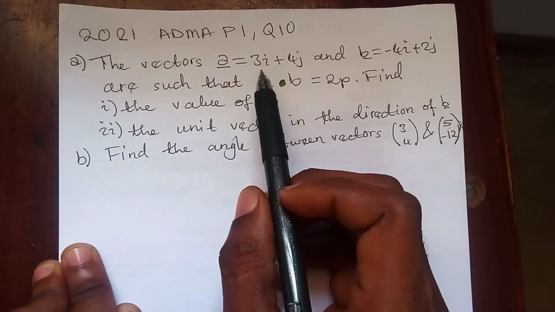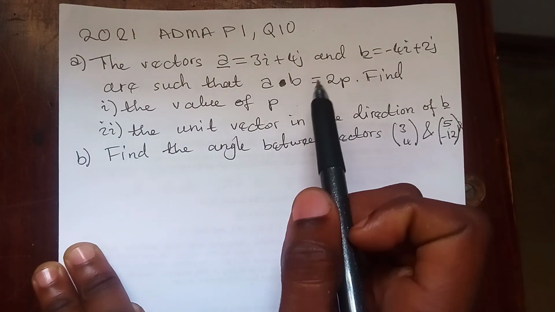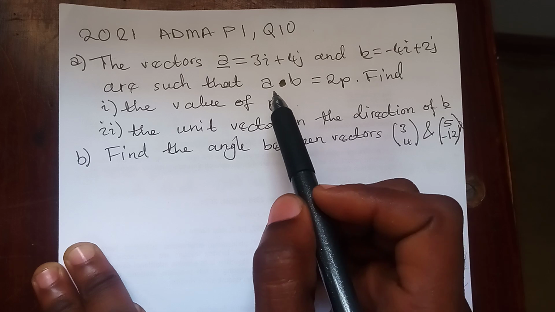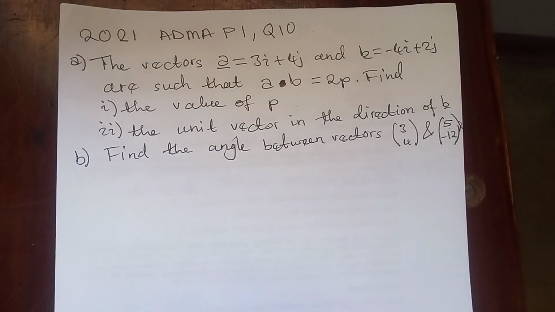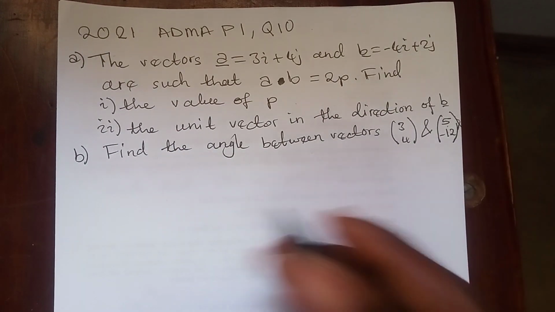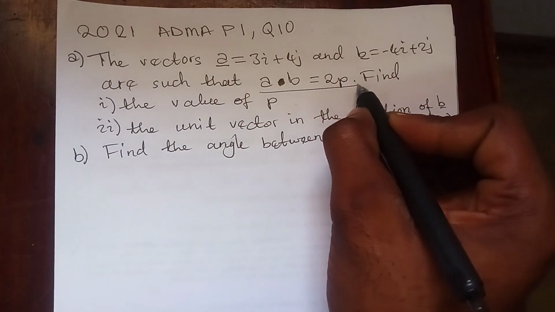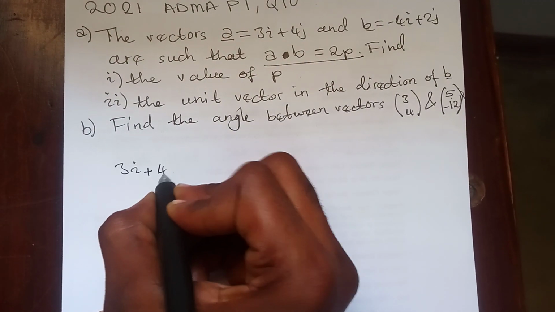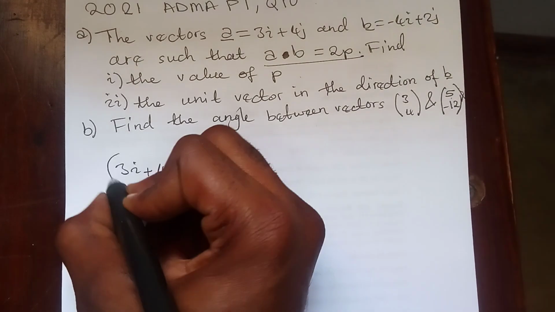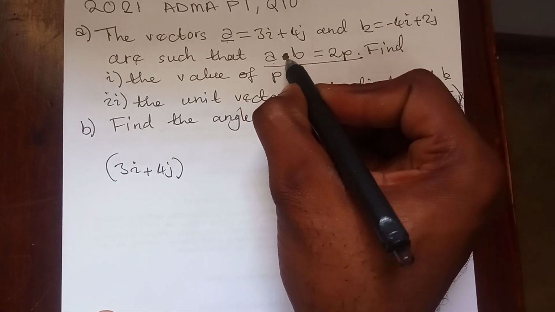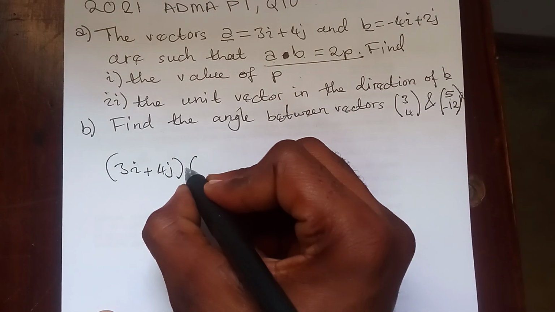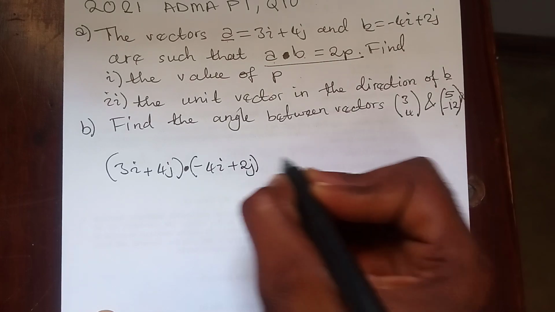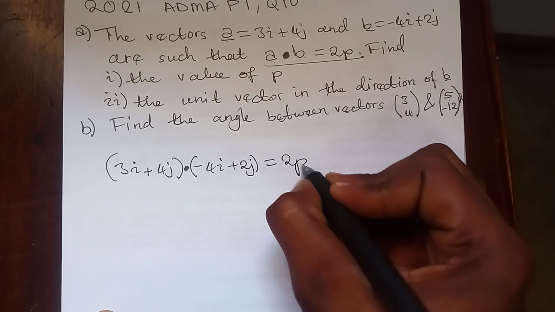The vectors A is equal to 3i plus 4j and B is minus 4i plus 2j are such that the dot product of A and B is 2p. Find the value of p. So to find the value of p, you can take advantage of this fact. We have 3i plus 4j, remember this is your A, being multiplied by minus 4i plus 2j, which is 2p.